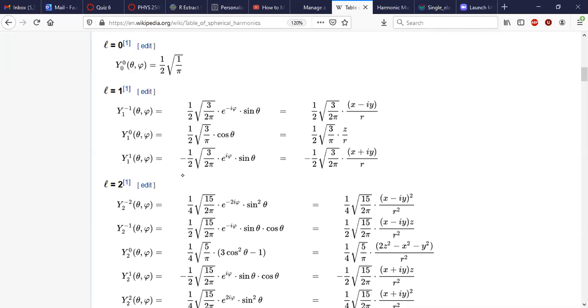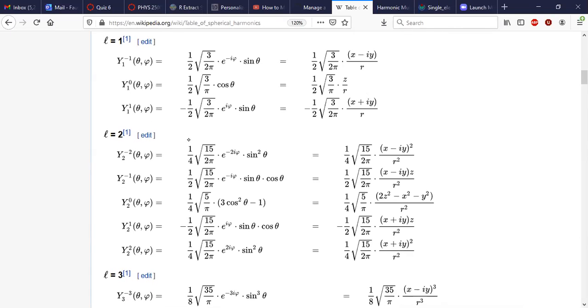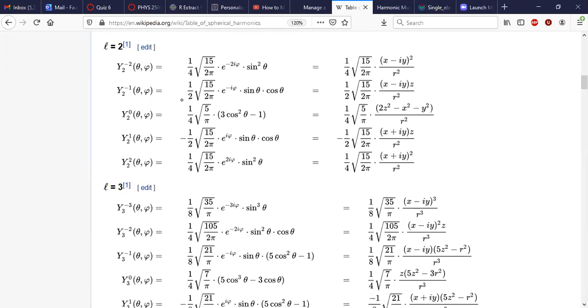Okay, L equals 1. I'm going to have 3 of these because for L equals 1, M can be -1, 0, or +1. So this is L equals 1, m equals -1. So all of these three are the spherical harmonics for L equals 1. L equals 2, I could have 5 of them, because for L equals 2, m could be 2, 1, 0, -1, -2.